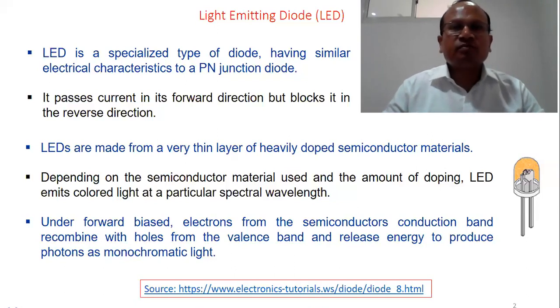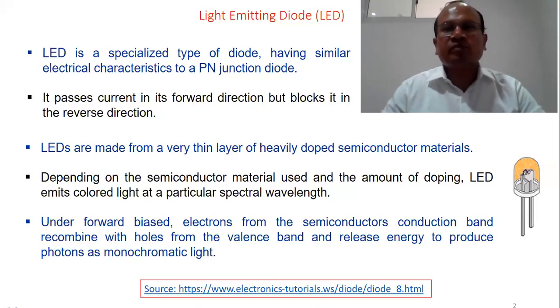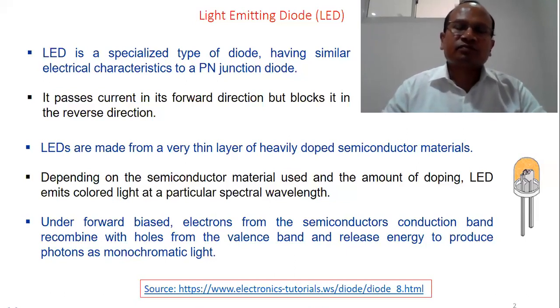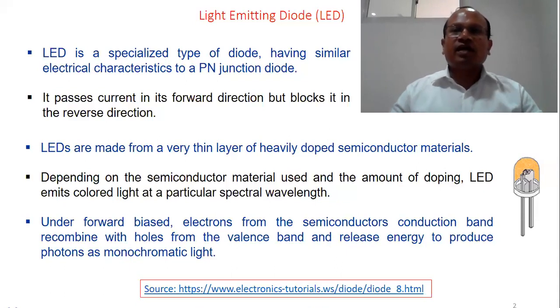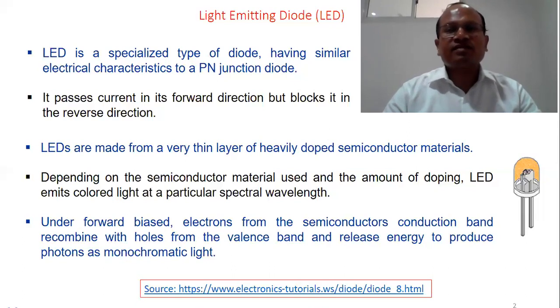An ordinary PN junction diode is manufactured with indirect band gap semiconductors like silicon and germanium. We have discussed what is direct band gap and indirect band gap in the previous lecture. So indirect band gap semiconductor materials are used to manufacture ordinary diodes, whereas the light emitting diode is manufactured with a direct band gap. Because of that difference, light emitting capability is there in LED.